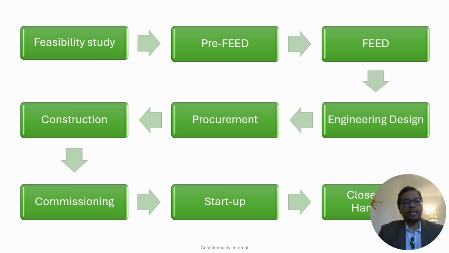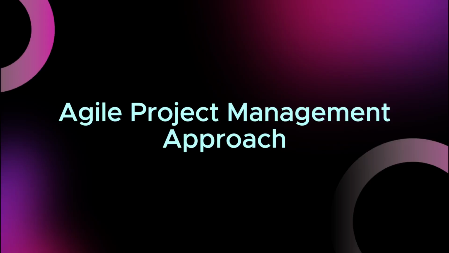First is the feasibility study with a cost variance of plus or minus 30%, which is further made accurate with pre-FEED and FEED, front-end engineering design, where the cost variance becomes 10 to 15% plus and minus, which is followed by engineering design, followed by procurement, construction, commissioning, startup, closeout, and handover of the project.